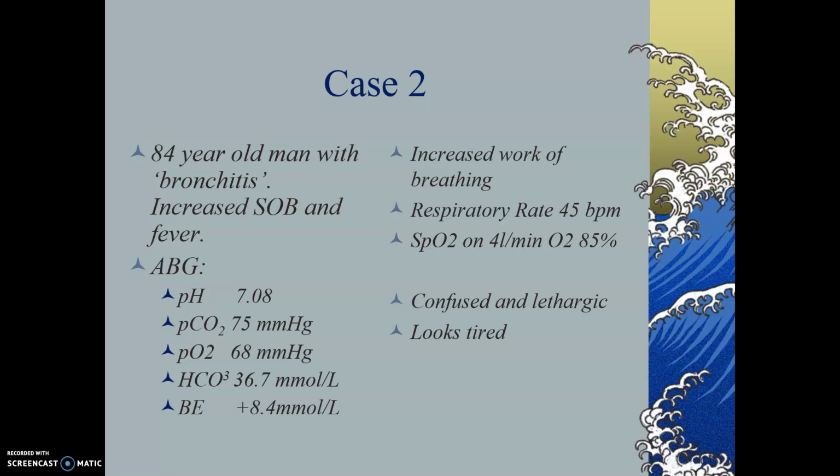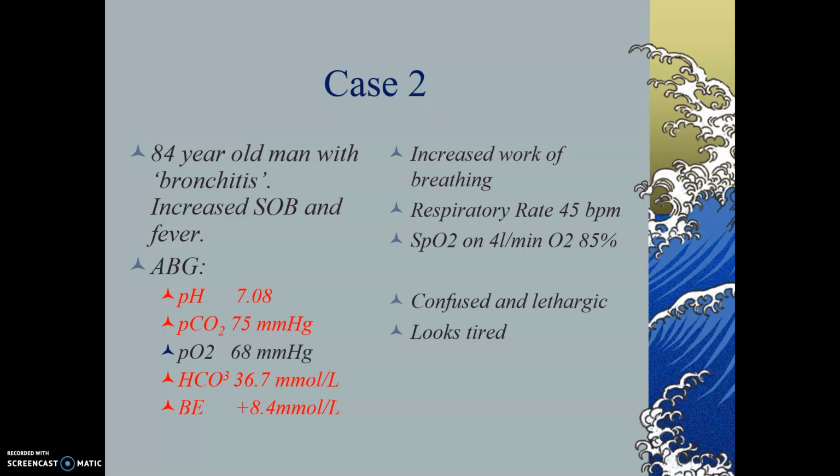Let's try another one. An 84-year-old man with bronchitis, increased shortness of breath and fever. The pH is low. He has an acidosis. Let's figure out if this is respiratory or metabolic. Look at the PCO2. PCO2 is very high. A high PCO2 in a patient who is acidotic suggests that there is a primary respiratory acidosis.